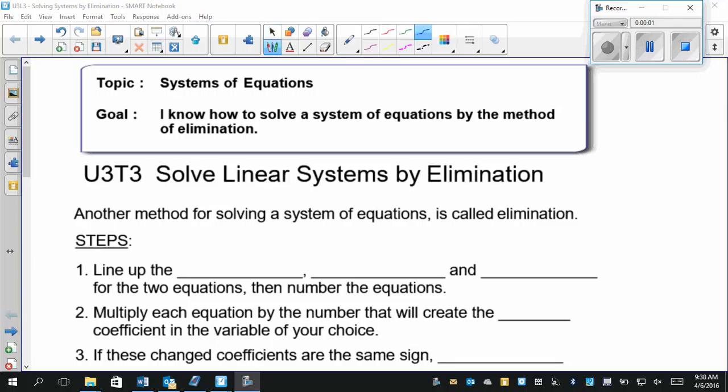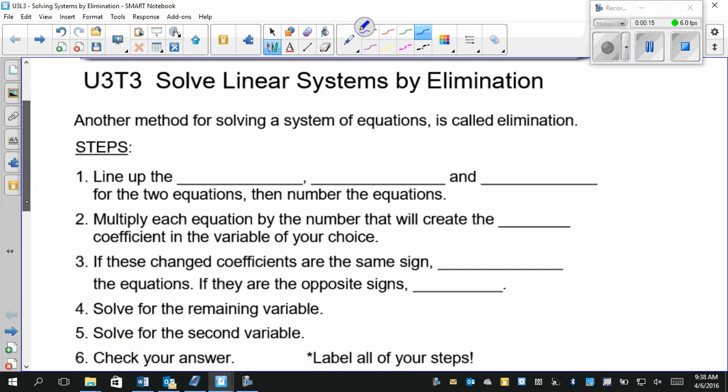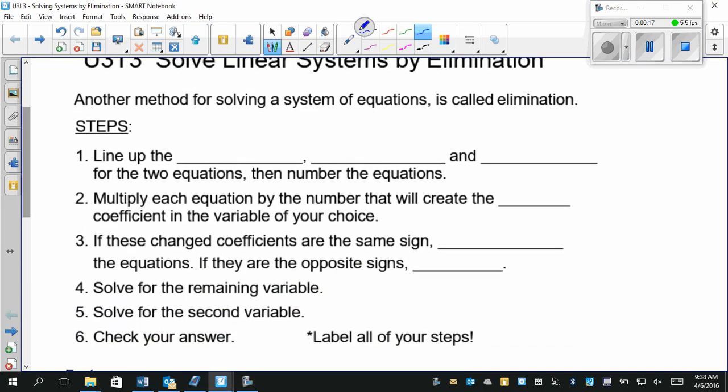We're going to take a look at our third method of solving a system of equations. So our goal is, I know how to solve a system of equations by the method of elimination. So we've looked at graphing, we've looked at substitution. Today we look at elimination. So it's just another method, and you'll understand once we go through the steps and do some examples why it's called elimination. So the steps are a little bit different with this one.